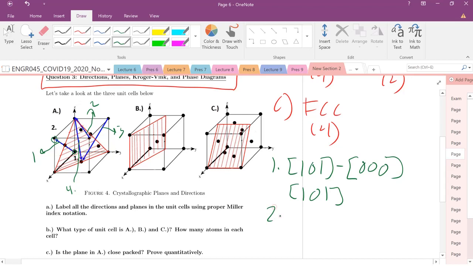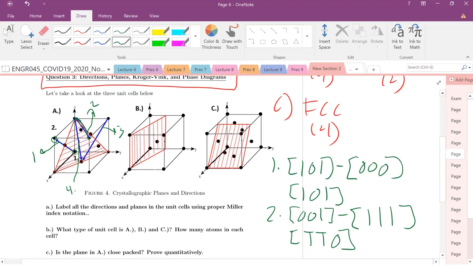So let's look at 2 now. So 2, we are going from here to here. You can kind of see that. So our arrowhead is at 0, 0, 1, minus, we are starting at 1, 1, 1. So we are left with 0 minus 1 is our 1 bar, 0 minus 1 is another 1 bar, and 1 minus 1 is 0. So that's for 2.